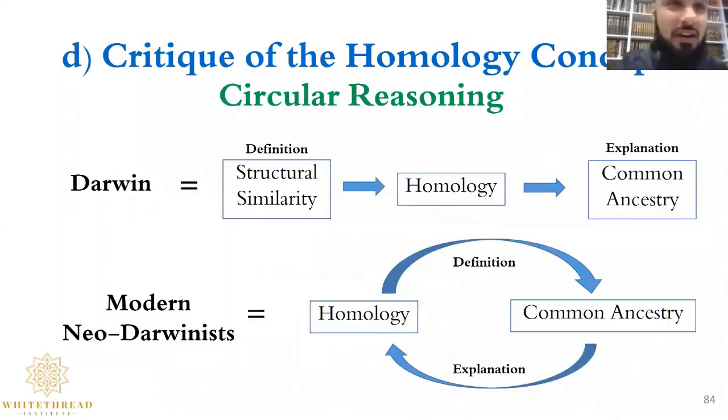Here you got Darwin, who was a bit more honest about this problem. Homology for Darwin was structural similarity, from which you infer common ancestry, right? And at the bottom you got modern neo-Darwinists. They define homology by common ancestry, from which they infer homology. So it's circular reasoning. You've introduced within the definition itself the evidence that you are trying to investigate.